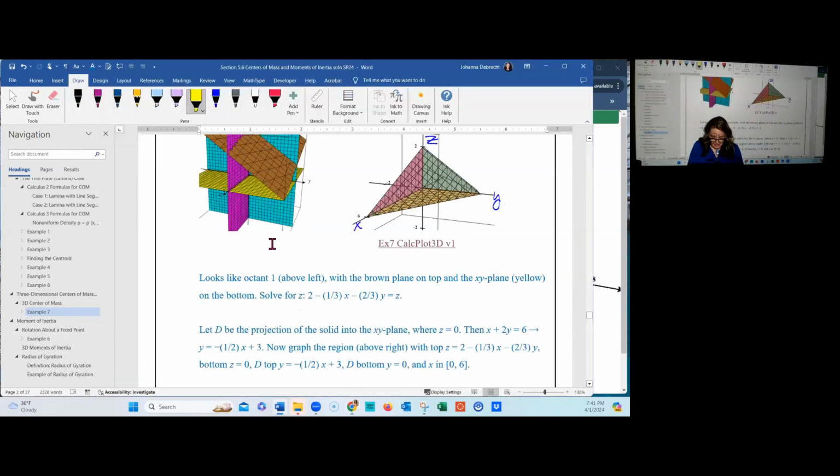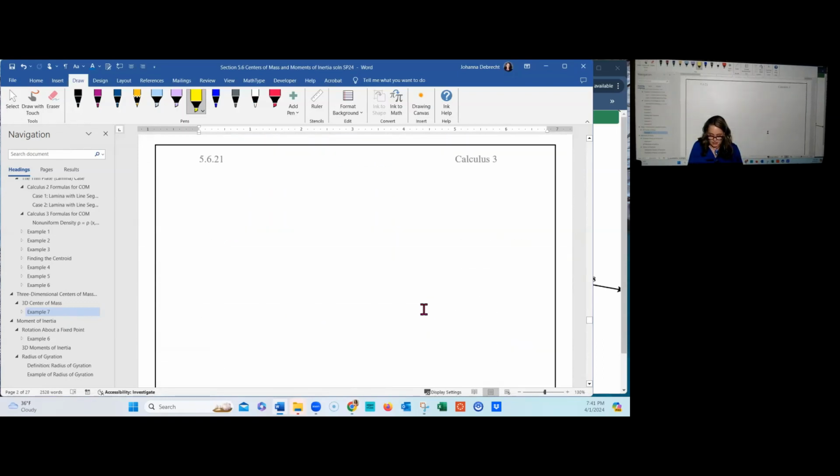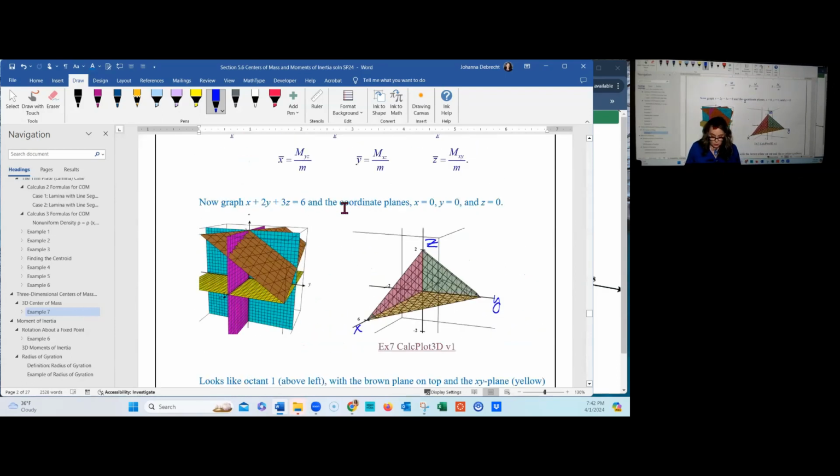All right, so let's go ahead now and set up our integrals for this particular one. So our mass is going to be the integral X is varying from 0 to 6. Y is varying from 0 to negative 1/2 X plus 3. And Z is varying from 0 to 2 minus X over 3 minus 2Y over 3. Now, how did I get that? When you think about that one, you want to come back to your equation for the plane and you just want to solve it for z. So move the x plus 2y to the right by subtracting, and then divide everything by 3. And you'll get the upper limit of integration.